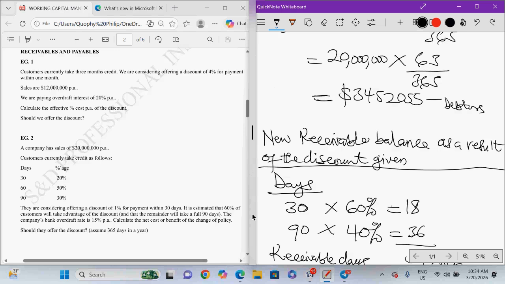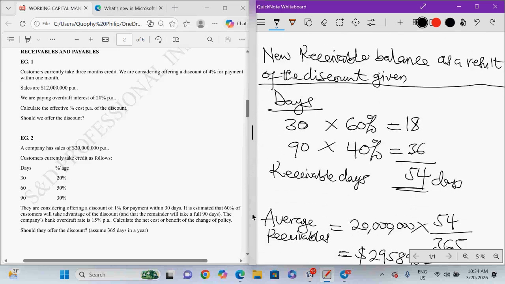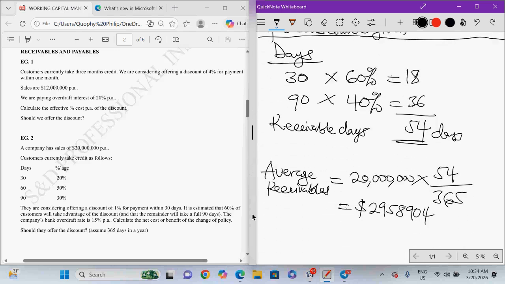But after we introduce the discount policy that we'll give you 1% discount, right? After we said that, we have an average receivables of just 2,958,904. Is it a good thing to introduce the discount based on this scenario that I gave?